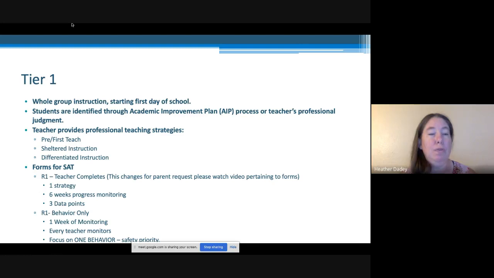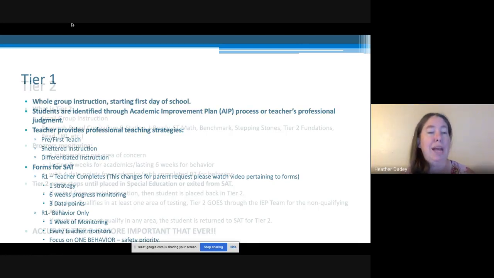So what do you need to do for Tier 1 for SAT? The classroom teacher will complete the R1. It's one strategy for 6 weeks of progress monitoring. It's 3 data points on the area that he or she is concerned about. This does change a little bit with parent requests, so once we get to that form, please read the form about what is needed for a parent request. For a behavior only, it's 1 week of monitoring. Every teacher monitors, and you're focusing on one behavior with safety being a priority. If there's not a safety issue, then what is the next behavior that's impeding learning?